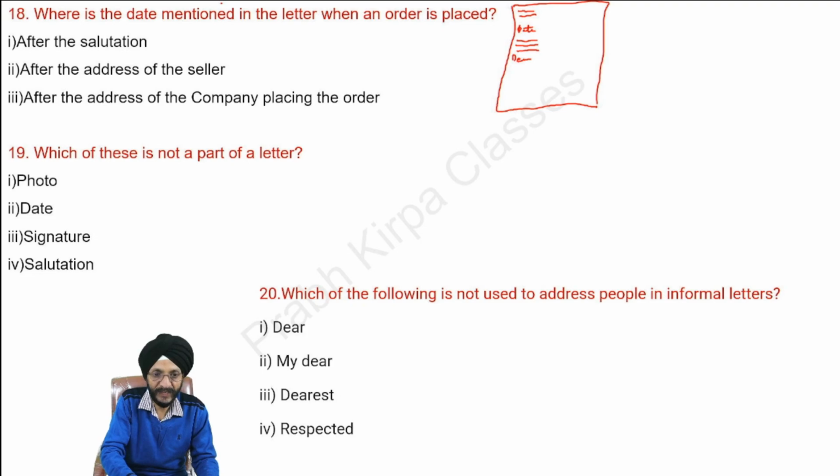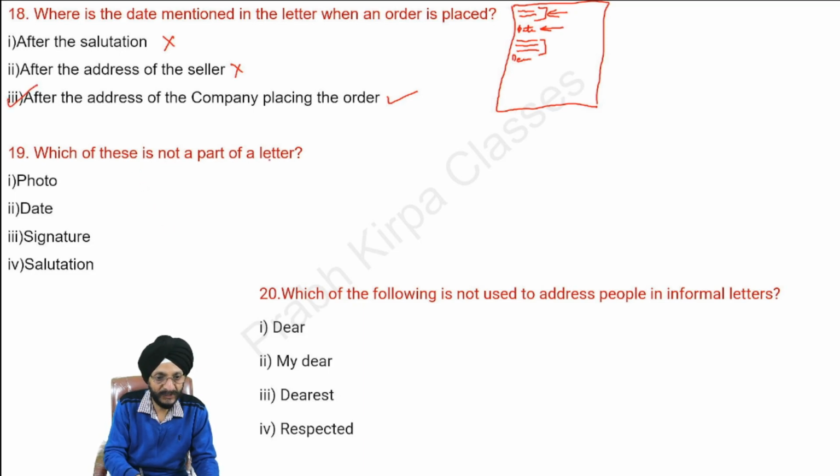So, where is the date mentioned? After the salutation? No. Date is before the salutation. This is wrong. After the address of the seller? The seller's address is here, it is above that. This is wrong. After the address of the company which is placing the order, the date is after that. So, the answer is this.